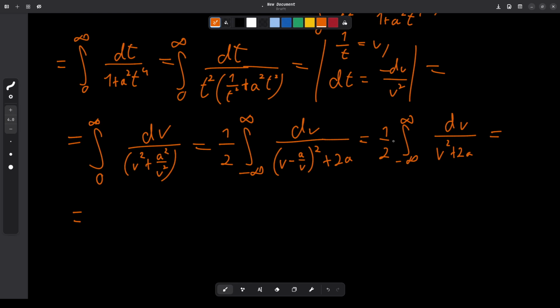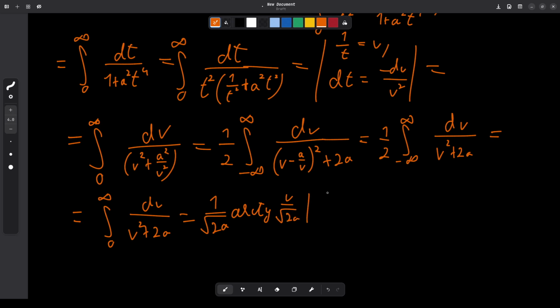So we get 1/2 the integral going from negative infinity to infinity of whatever I've stated after that. And now we can turn back to the integral going from 0 to infinity of dv over v squared plus 2a. And eventually, if you find the antiderivative of this function, you should get 1 over square root of 2a times the inverse tangent of v over square root of 2a. And you evaluate these from 0 to infinity, which in turn gives us pi over 2 times square root of 2a. Just like that.